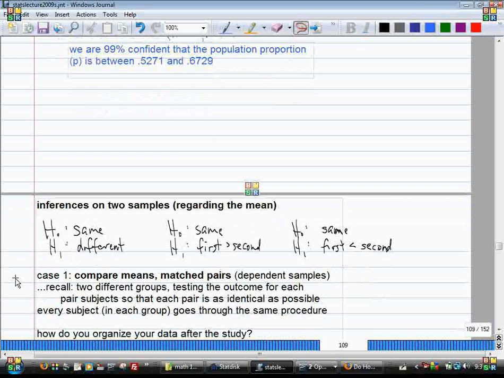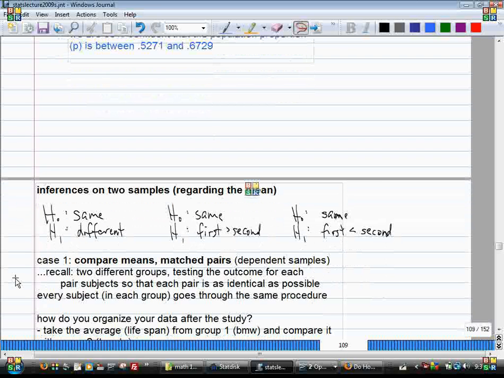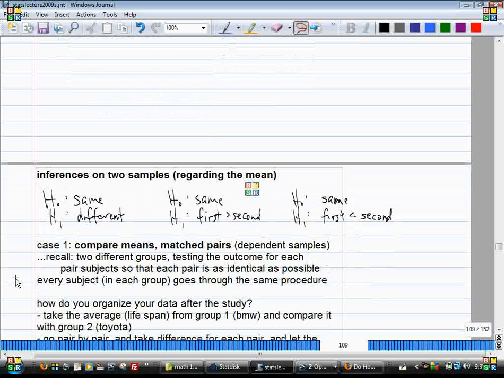Okay. So now the question is, how do you organize your data after the study? Let's go back to an example that we've talked about previously. Remember comparing the lifespan of people that drive a BMW versus that drive a Toyota. That was an example that we talked about a while ago. And we said one way to do this was to take matched pairs. For example, you take a 37-year-old man, or excuse me, take two 37-year-old men. One of them gets a BMW, one of them gets a Toyota. Then you take a pair of 25-year-old women. One of them gets a BMW, one of them gets a Toyota, etc., etc. You dig?